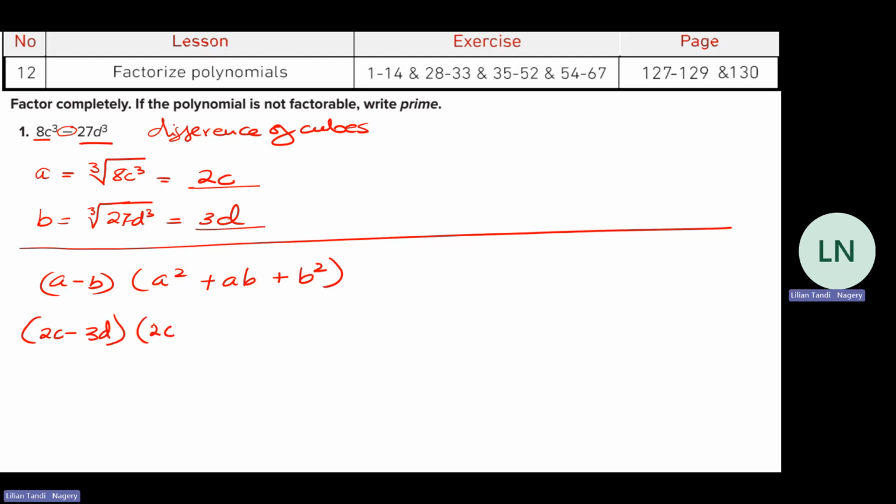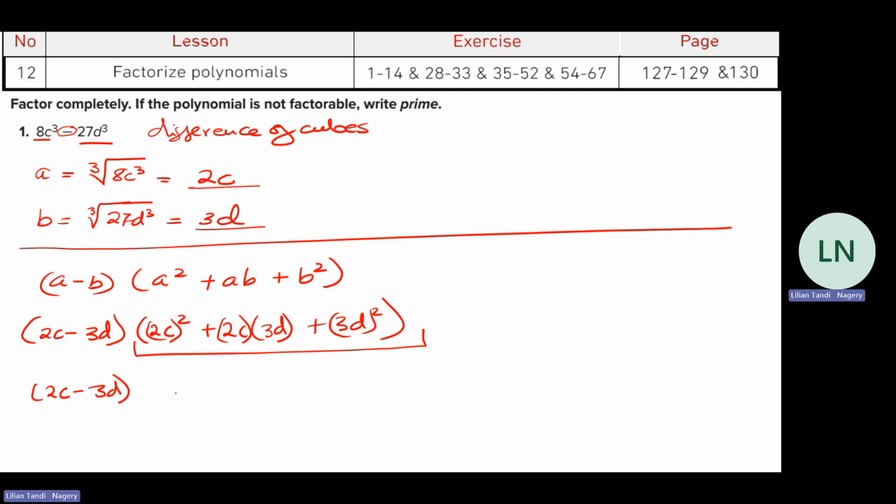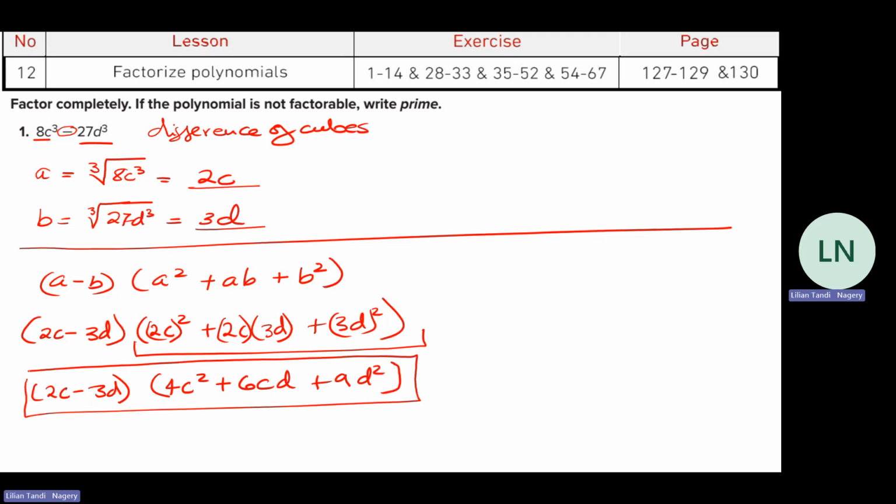And then here we're going to do 2c squared plus 2c times 3d plus 3d squared. Now we need to expand this. So this becomes 2c minus 3d, and then 4c squared plus 6cd plus 9d squared. And this should be your answer.